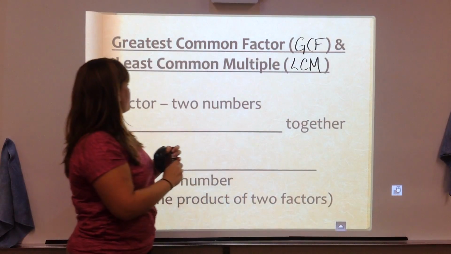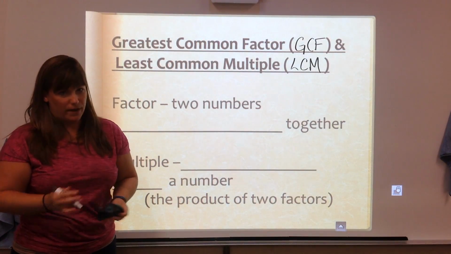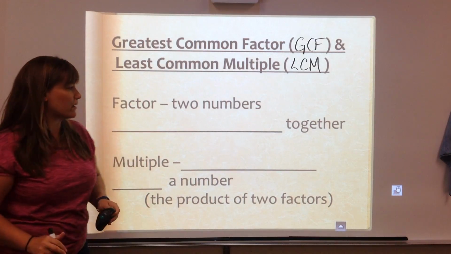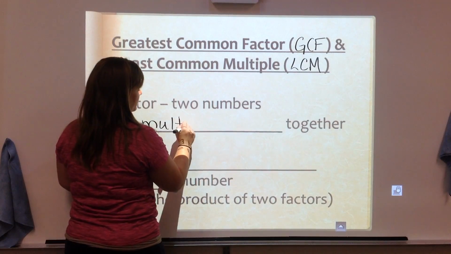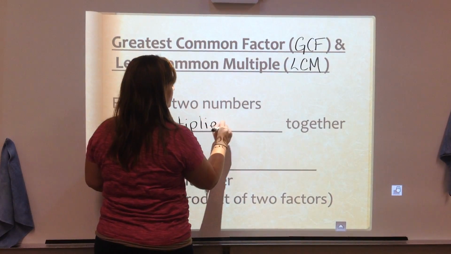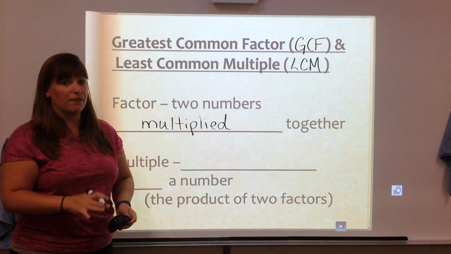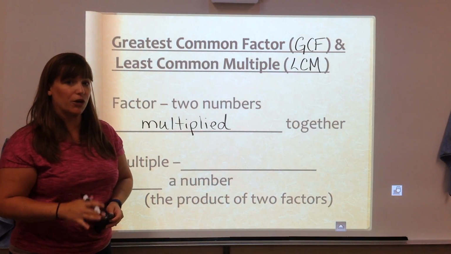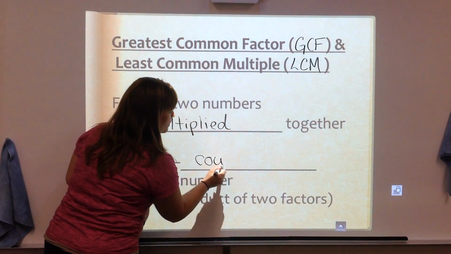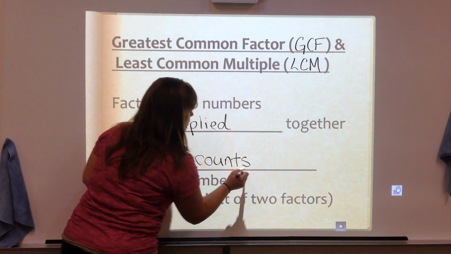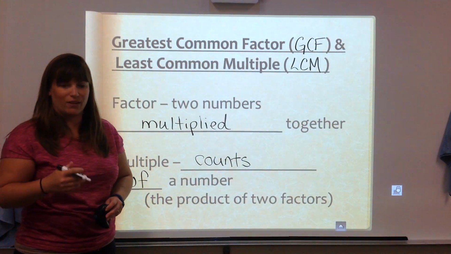So fill that in. The first thing we want to clarify is just the difference between factor and multiple. I know we've talked about factors before, 2 numbers that are multiplied together. But you need to distinguish between factors and then know what multiples are as well. So a multiple are counts of a number, or a count of a number.